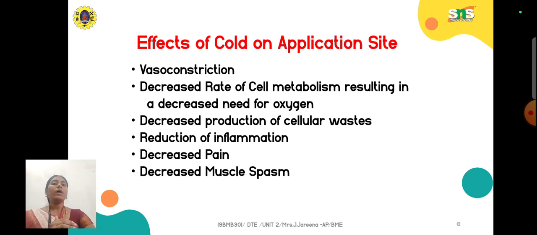Other effects of cold at the application site: the first one is vasoconstriction, as I said before. The second is that it reduces the rate of cell metabolism, thereby decreasing the need for oxygen and decreasing the production of cellular waste. It reduces inflammation, reduces pain, and reduces muscle spasm. These are the effects of cold therapy.